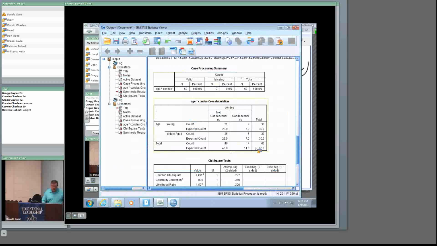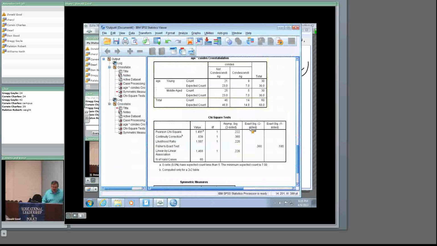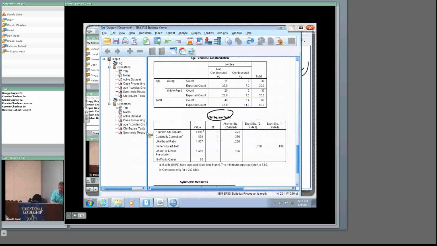If I look at my chi-square test, here's my chi-square table, and I want the Pearson line again, and I get that value. Again, that's our p-value, even though it labels it differently, it doesn't even use the SIG. That's not less than 0.05. So there's not a significant difference between young and middle. It must be somewhere else.